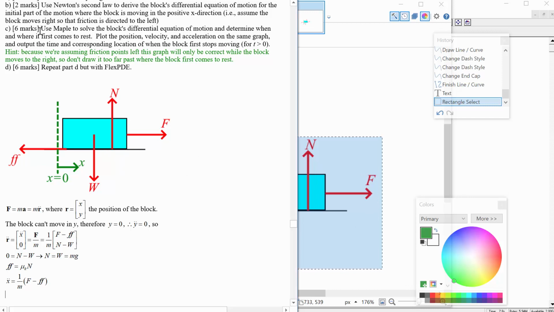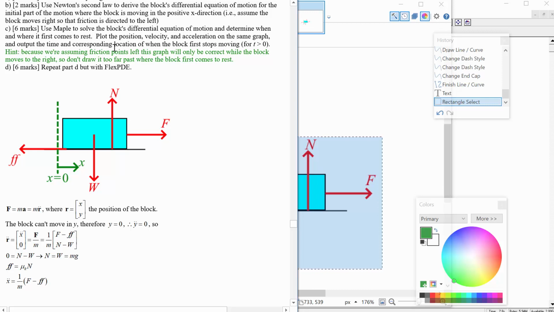All right, part C: use Maple to solve the block's differential equation of motion and determine when and where it first comes to rest. So the time and the x coordinate when it first has a velocity of 0. Plot the position, velocity, and acceleration on the same graph and output the time corresponding to when the block first stops moving.